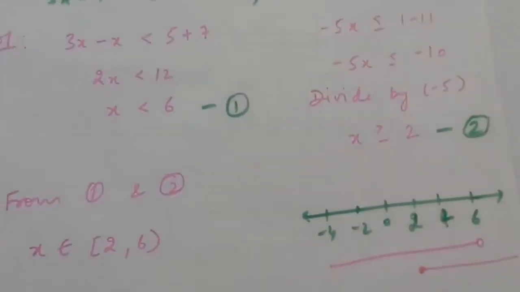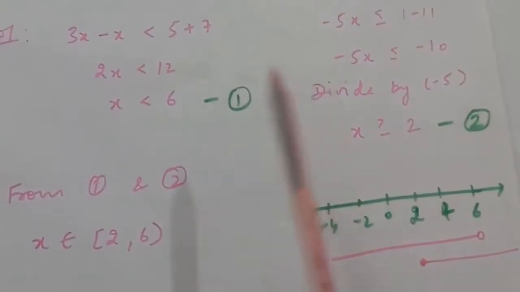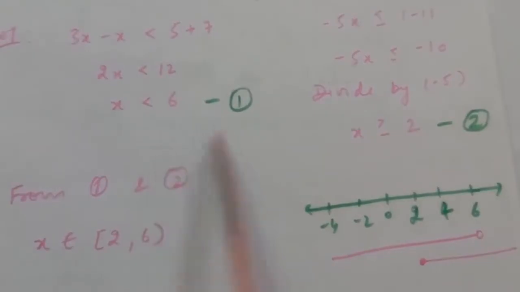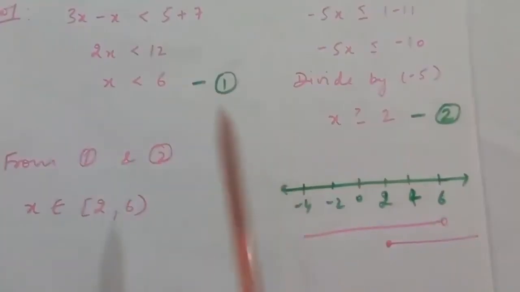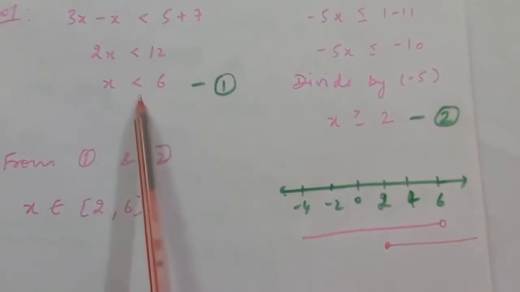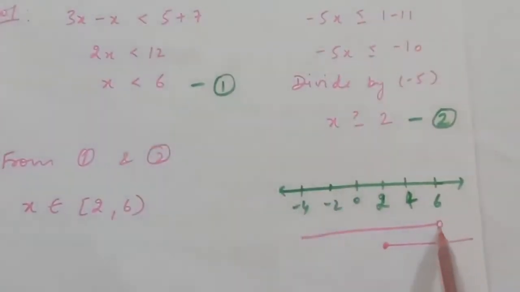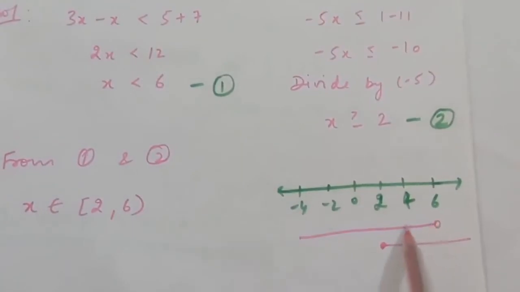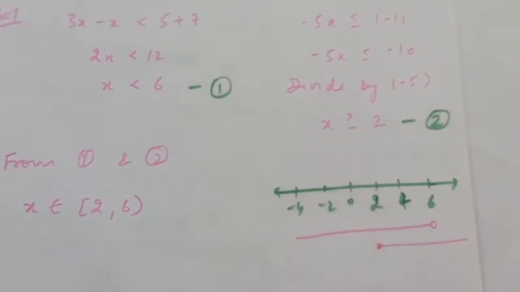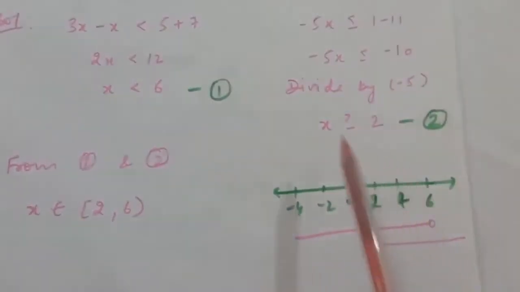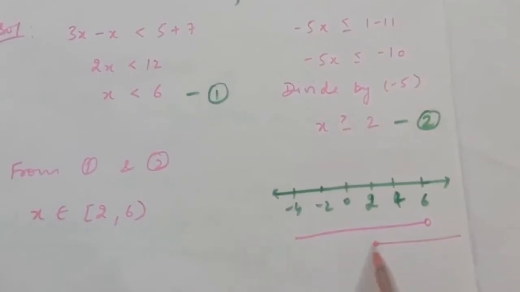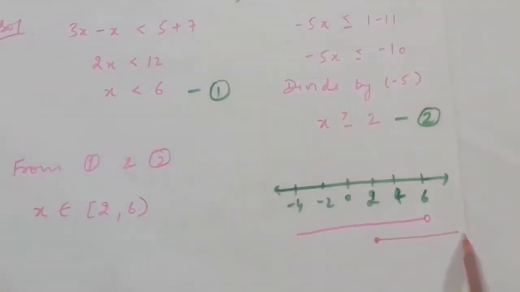Now we will take the intersection of both of these solutions. So you will see, now for the first we got the solution x < 6. As equality is not there, so we will take an empty circle, and less than 6 means on this side. Now x ≥ 2. So equality is here, therefore we will take the filled circle. x = 2 and greater than 2, which will be on this side.